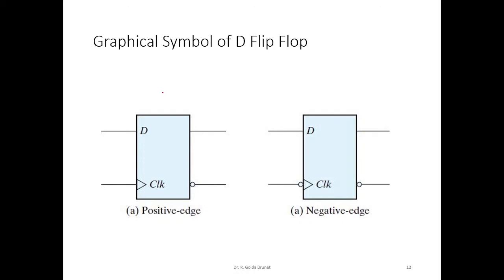This is the graphical symbol of the D flip-flop. Whenever you have a D flip-flop, the edge triggering is indicated by this triangle, whether it is positive edge triggered or negative edge triggered. If it is positive edge triggered, we have a simple solid line here for the clock. If it is negative edge triggered, we have this bubble. And we have the D input, and this is the observable state Q, and this is Q bar in both the cases.